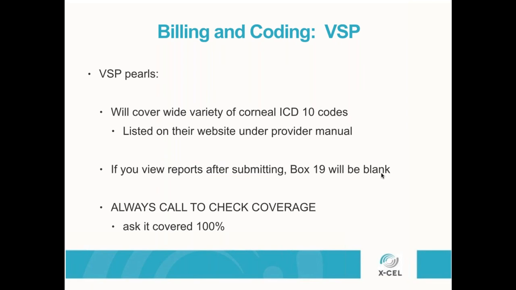VSP will cover a whole lot of different types of codes. It's all listed under your provider manual. The big ones you'll probably do are going to be keratoconus, corneal transplant, the Z94.7, or maybe corneal opacity, like an H17.89, which will be used a lot of times for post-RK patients who don't see a lot of glasses.